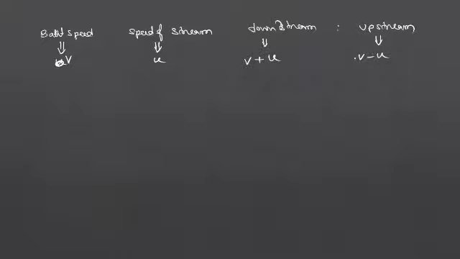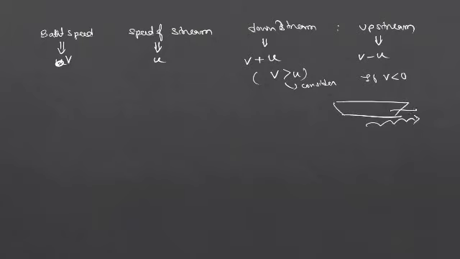Okay, in both downstream and upstream, we consider v greater than u. If v is less than u, what happens? Whatever direction the stream travels, the boat also travels in that direction. This condition we do not consider in the exam, meaning no question comes from that condition. Now you memorize it, v minus u.